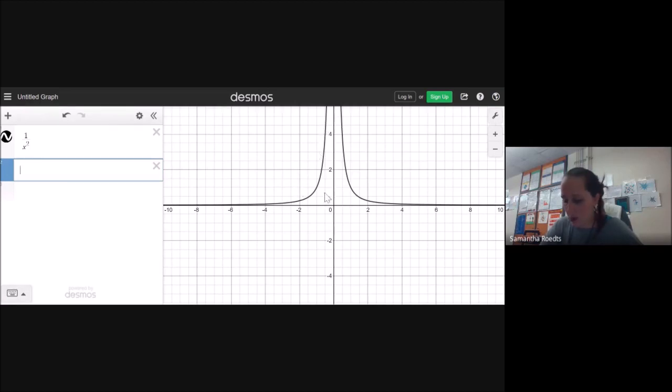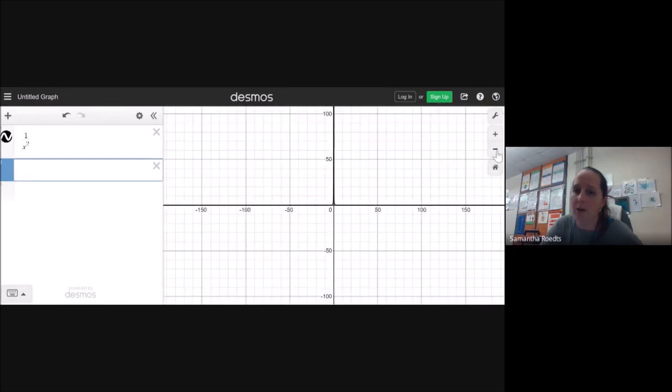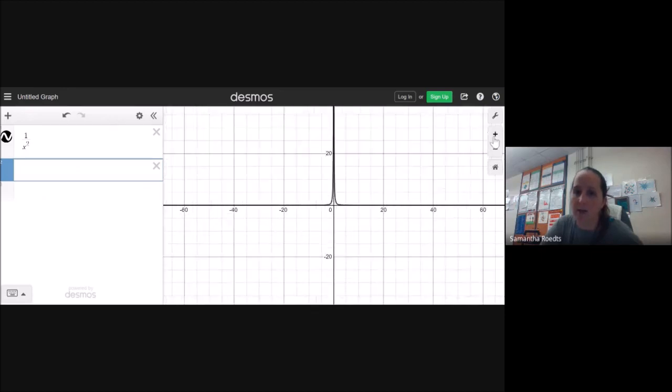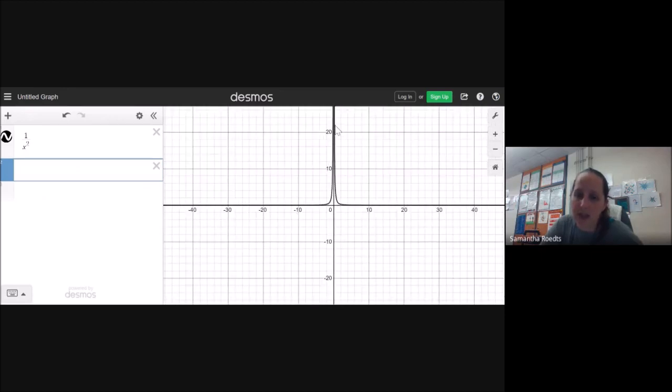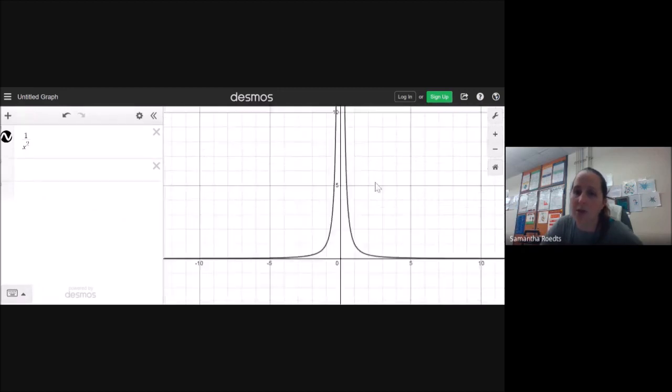So you can see as I approach from the right, I skyrocket to infinity. And if I approach from the left, I'm also going towards infinity. Okay, but I never touch this vertical asymptote right here in the center. I can scroll out and you can see that it's super small and it just looks like a really dark line. Scroll in a little bit. But you can see that they get closer and closer to 0, but they never actually touch.